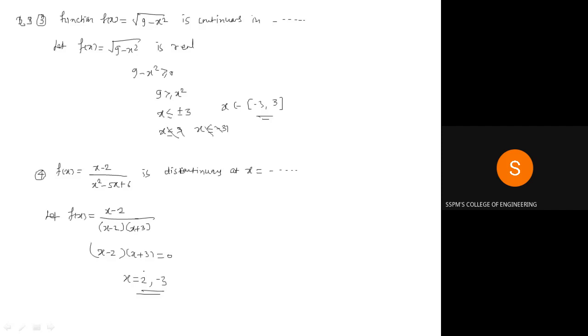Suppose you substitute x is 2 in this place, you get 0 by 0. Or x is minus 3, you get minus 3 minus 2, which is minus 5 upon 0, that is infinity. So at x is 2 there will be 0 by 0, and at x is minus 3 there will be minus 5 upon 0, which means infinity. Okay.